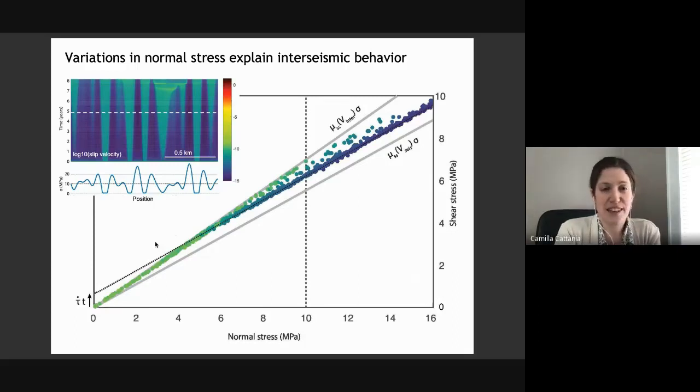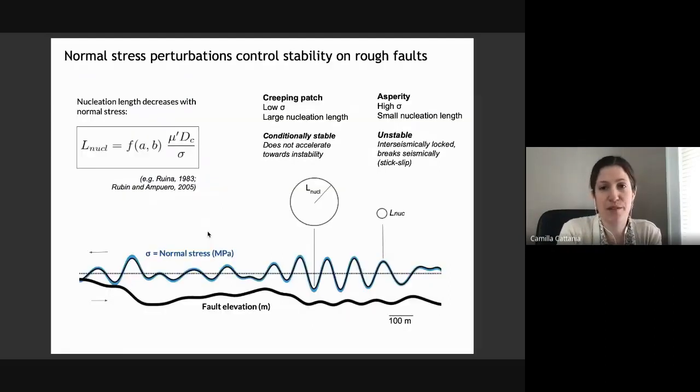So now we looked mostly at what happens early in the cycle when these low sigma regions begin slipping, and they do so in a stable manner. But let's think a little bit about what happens later in the cycle when even the asperities may approach failure.